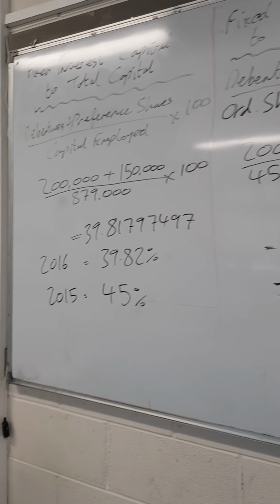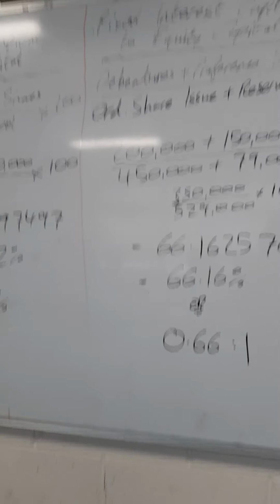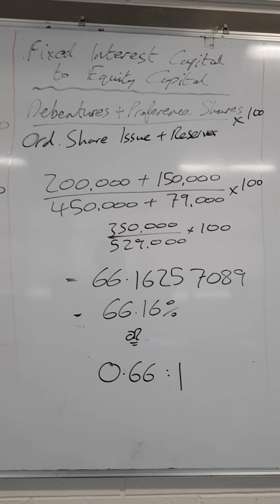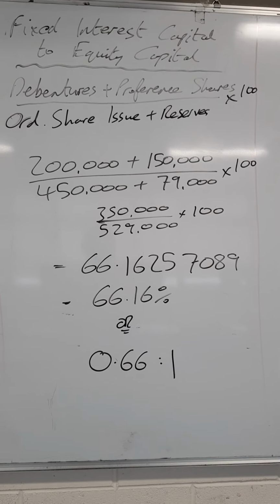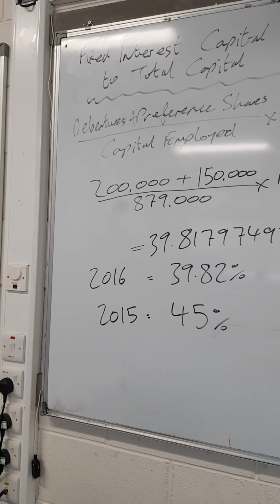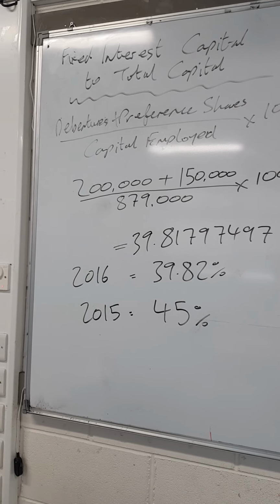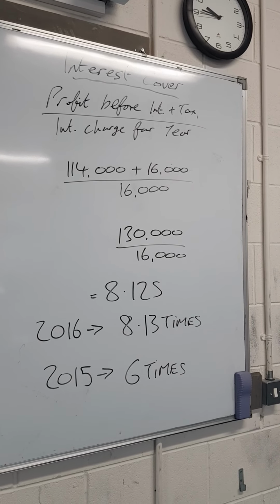Whereas with these two gearing ratios, the lower the better. I know I've put it in the middle, which makes it look more prominent, but the one in the middle is the one I would actually leave out. So when you're doing gearing, do the gearing ratio, which is fixed interest capital to total capital, the first one you see in your book, and the interest cover.